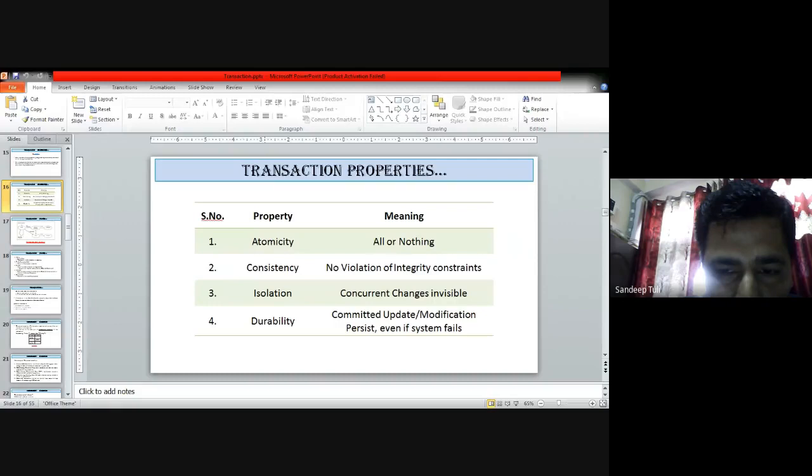Consistency means no violation of integrity constraints. We have seen the various integrity constraints. Isolation means all the concurrent transactions that are executing in parallel should be invisible to other transactions. And finally, durability means once a transaction has committed, it will not be modified even if the system fails.